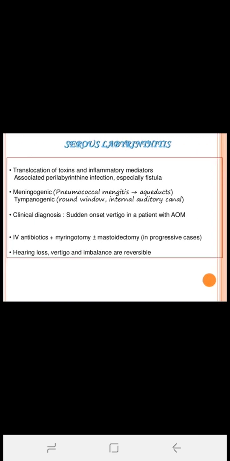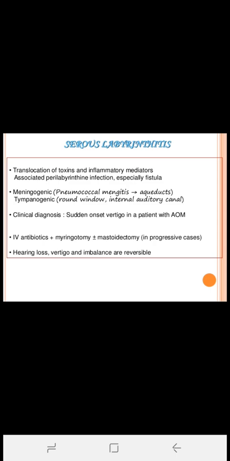Now, what is serous labyrinthitis? It occurs when the translocation of toxins and inflammatory mediators causes an associated labyrinthine reaction. Infection will be there, especially with a fistula. When serous fluid is secreted with fistula infection, it is called serous labyrinthitis.